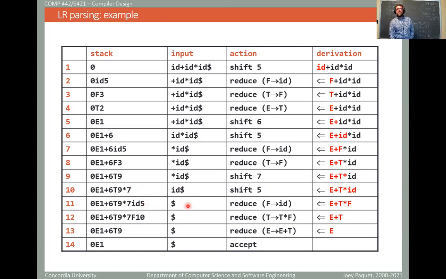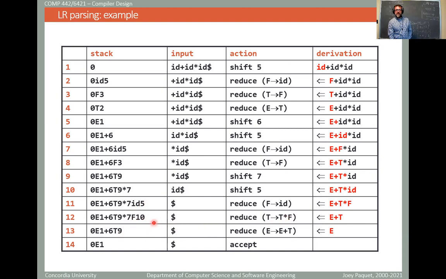Then $5 tells me apply reduce using this rule here. So I want to take my right-hand side, remove it from the stack, and replace it by F. So I take my ID and its corresponding state, remove it from the stack, replace it by F. I go in the go-to table 7F, I will find state number 10, which I push onto the stack. Then I'm going to go in the table another iteration, $10 tells me T gives T times F.